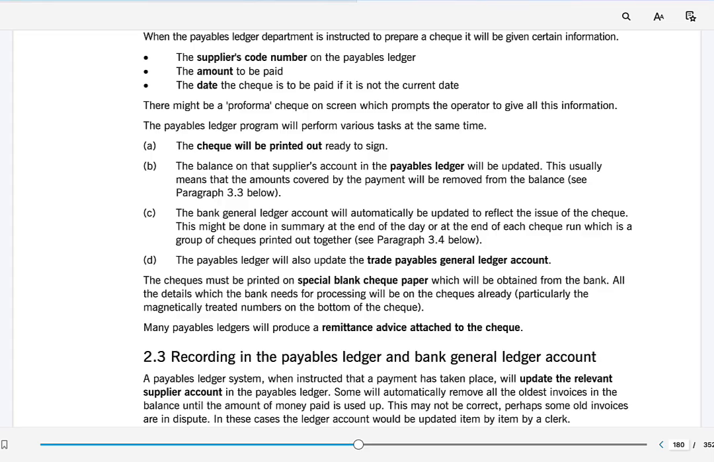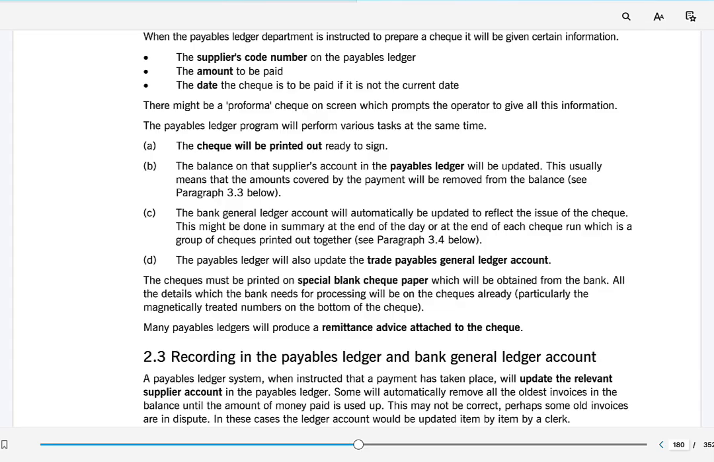Now the system automatically does this. It prints a check for $500 to Rapid Supplies. It reduces Rapid Supplies' balance in the payables ledger by $500. It credits bank in the general ledger by $500. It debits trade payables in the general ledger by $500. It may print a remittance advice with invoice details. So in one action, everything is updated. That is why computerized systems are powerful.